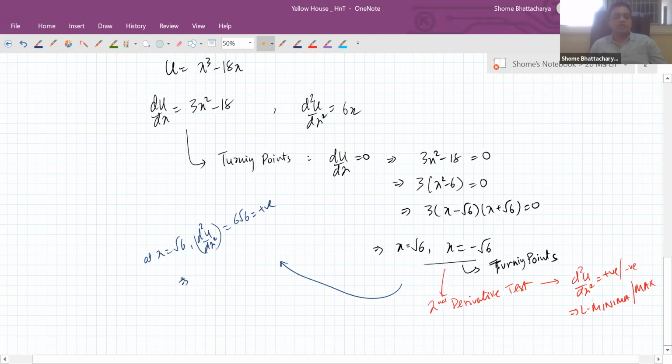So that means at x equal to root 6, the potential energy has a local minimum, and the value of that local minimum is root 6 cube minus 18 into root 6.